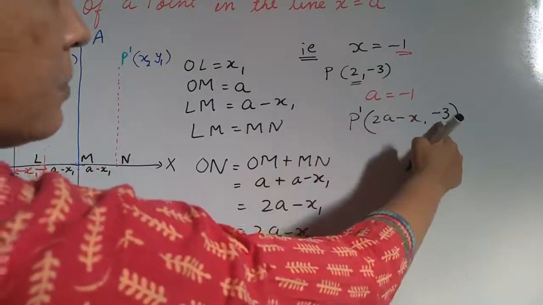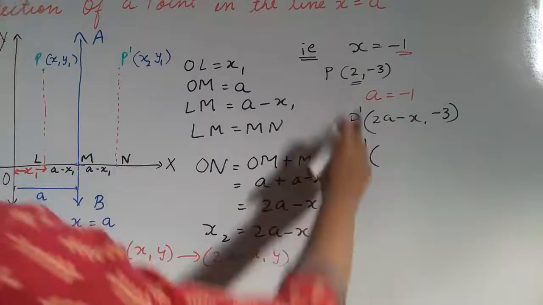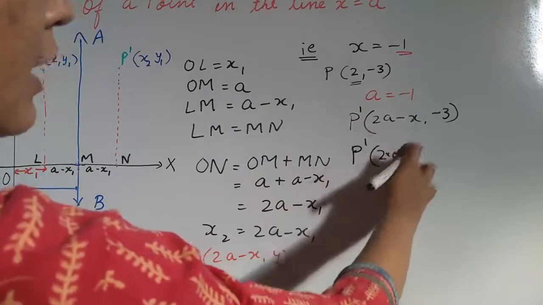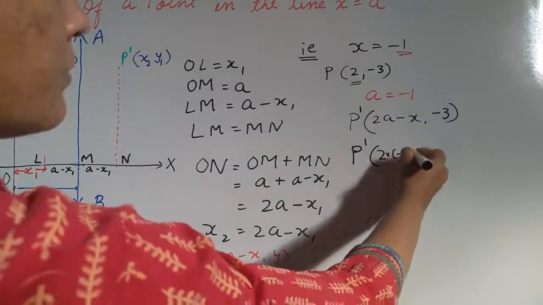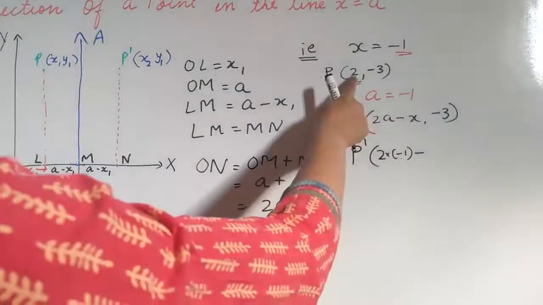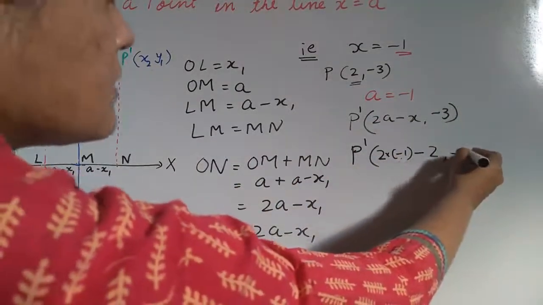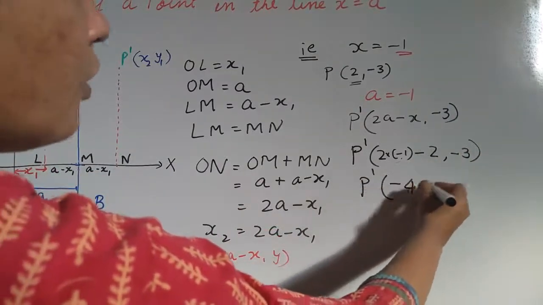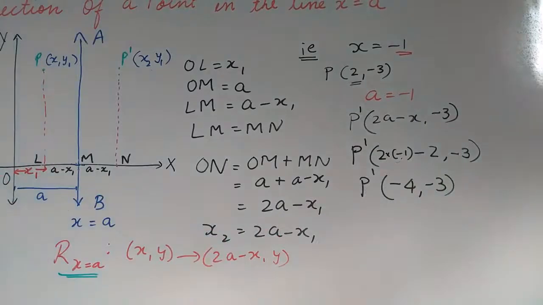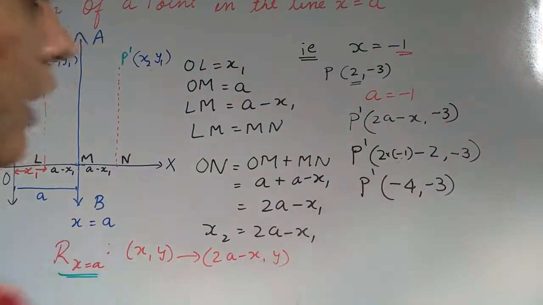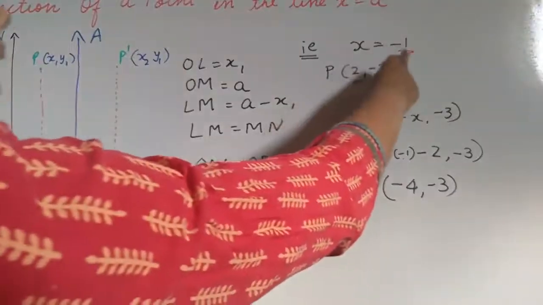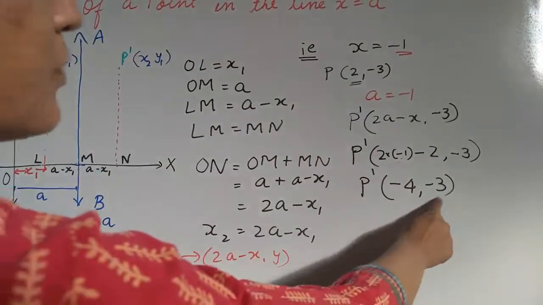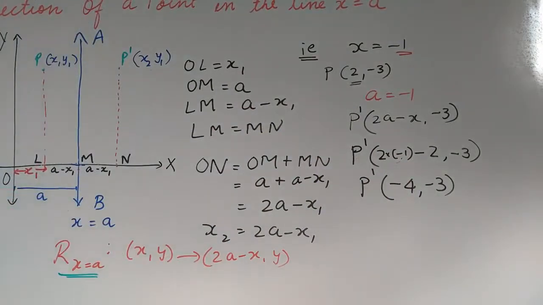The y coordinate means this coordinate, minus 3. So P dash, the reflected point, is 2 into minus 1 here. Instead of a, I substitute minus 1, minus x. x means this coordinate 2, and y is minus 3. So the answer will be minus 2 minus 2, that is minus 4, and minus 3. So this is what I get as the reflected point's coordinates. Under the line x equal to minus 1, when this point is reflected, we get P dash (minus 4, minus 3) as our point coordinates.